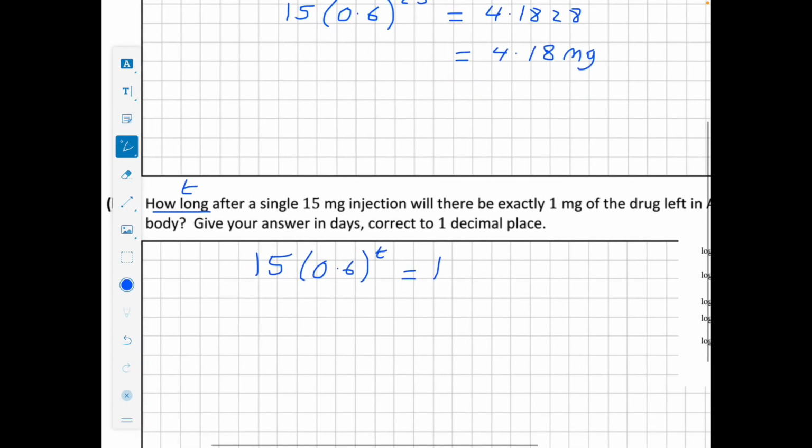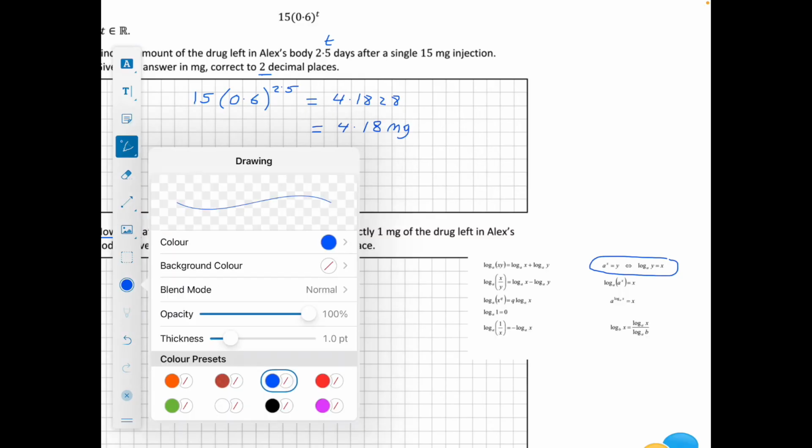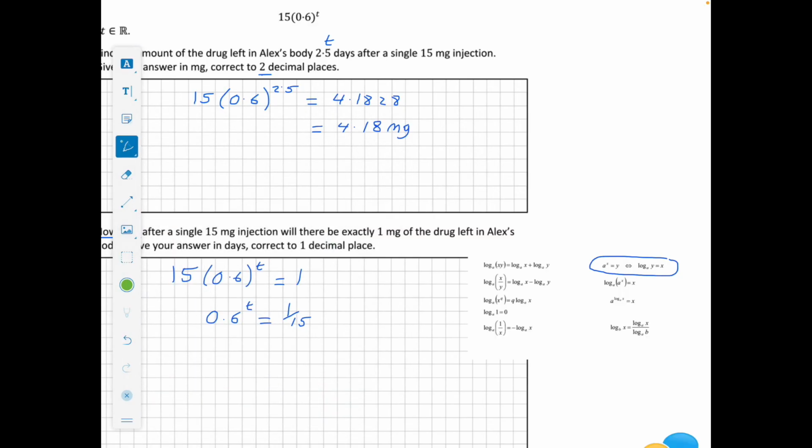Remember, in general, unless you're dealing with simultaneous equations, you can only have one thing missing from your equation. So in this case, it's our t. I'm going to do a little bit of work here first. So we have 0.6 to the power of t. We're going to get rid of that 15, so divided across, is equal to 1 over 15. Now, I've mentioned this a couple of times, going back to our favourite rule: when we have something we're looking for, in this case t, stuck as our index, we need to move to logs.